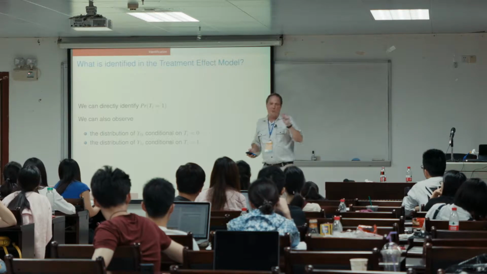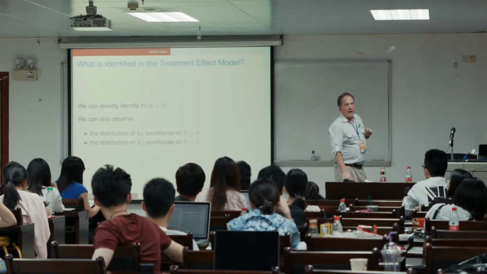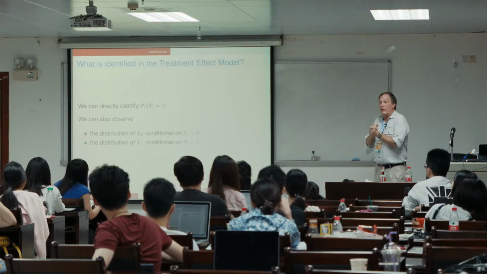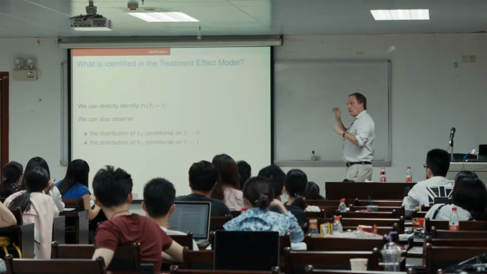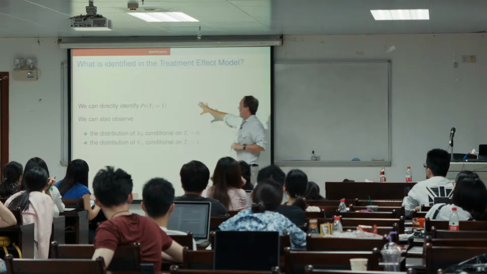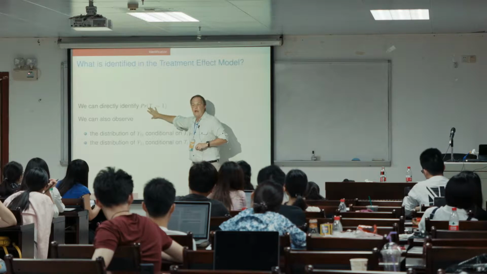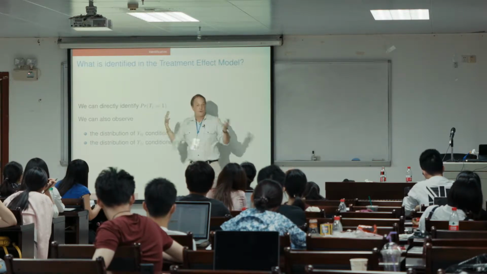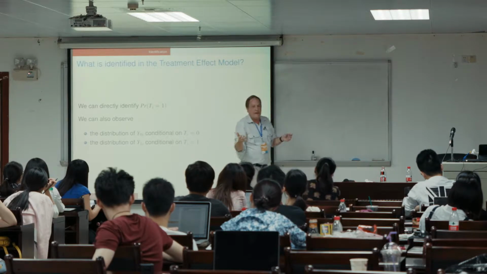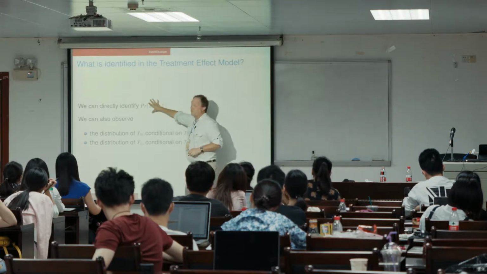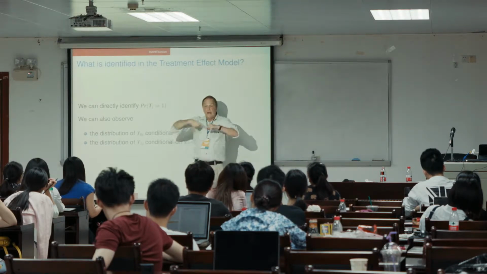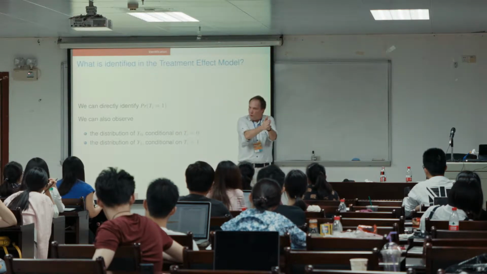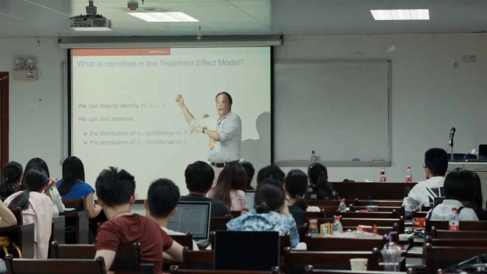Okay, so let's go back to the treatment effect model and think about what's going to be identified. So what do we get to observe? I get to observe the treatment, and I get to observe Y. What does that mean? That means that I get to observe whether you got the treatment or not. If you got the treatment, I observe Y1. If you didn't get the treatment, I observe Y0.